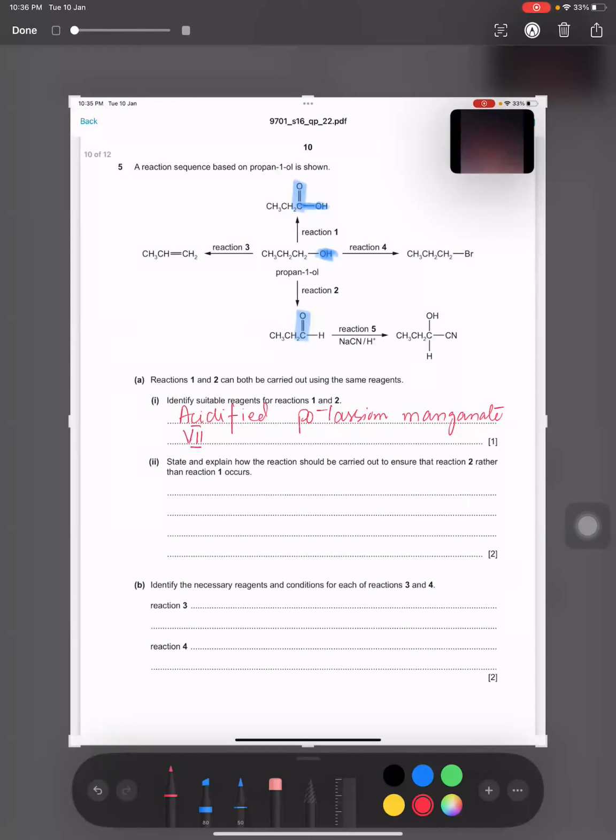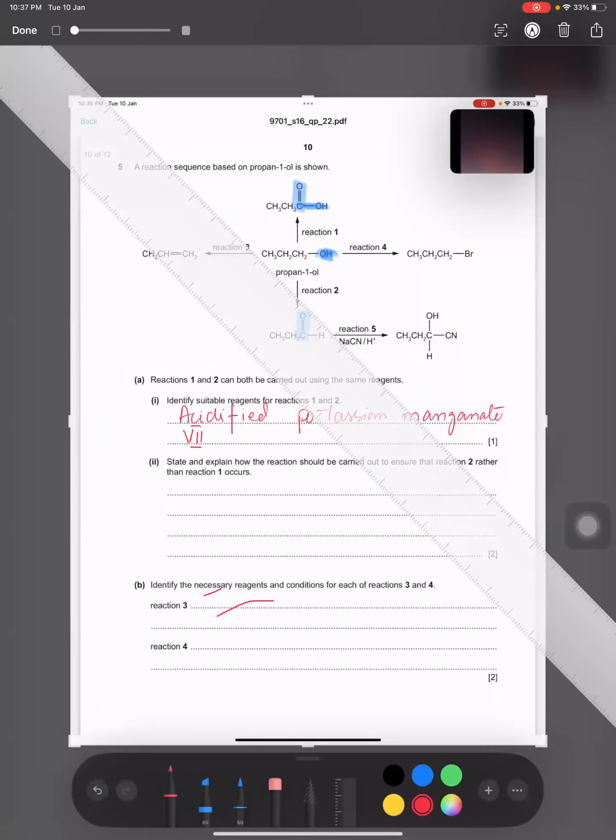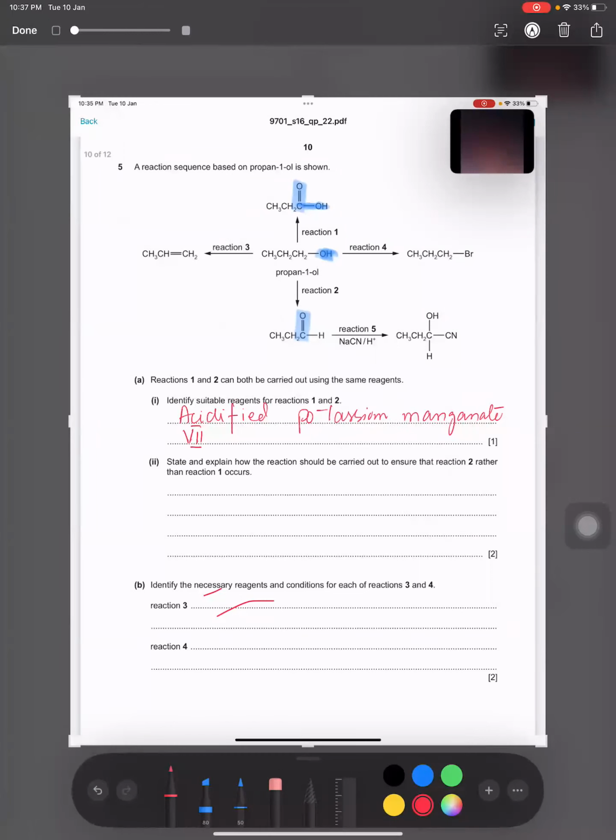And they are saying state and explain how the reaction should be carried out to ensure that reaction 2 rather than reaction 1 occurs. If you want reaction 1 to occur, the condition which is very much important is we know that we should heat under reflux, right? So heat under reflux is important.